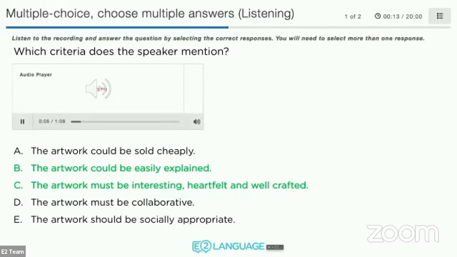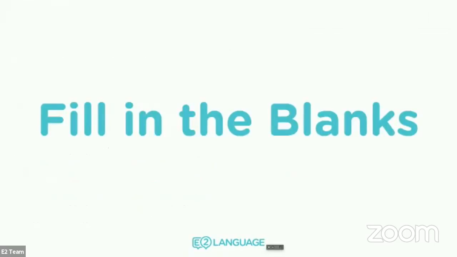The second one was that the artwork must be, he used different synonyms, but it needed to have head, heart, and soul, I believe, something like that. So the artwork must be interesting, heartfelt, and well-crafted. They were the two criteria that he mentioned. If you got B and C, well done, because that was not particularly easy. This task is particularly challenging, and I suggest taking notes for it.